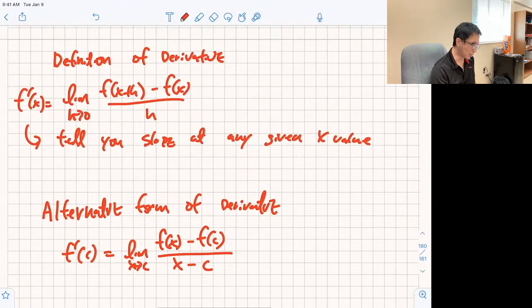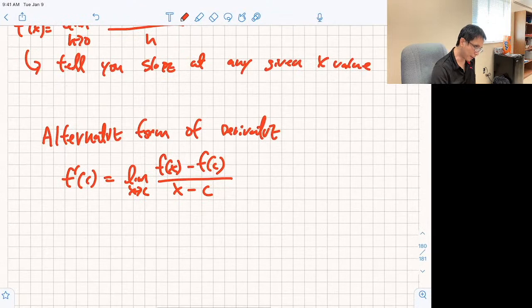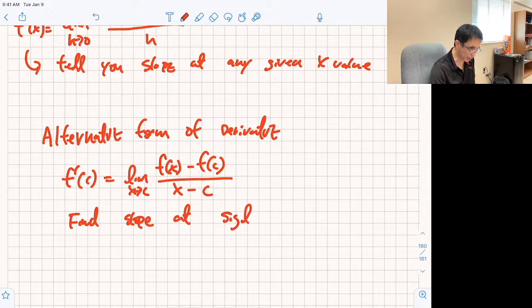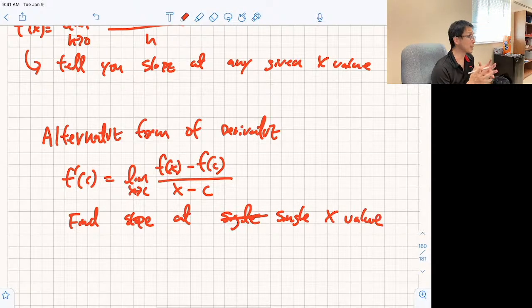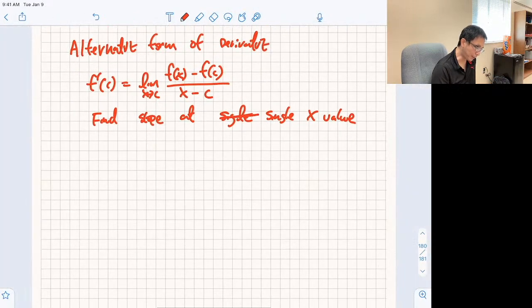And you're going to ask, what's the difference between those two? This is going to find the slope at a single x value, not anywhere else, just a single x value. We're going to call this x value c. And in terms of graphing, it's really similar to before.